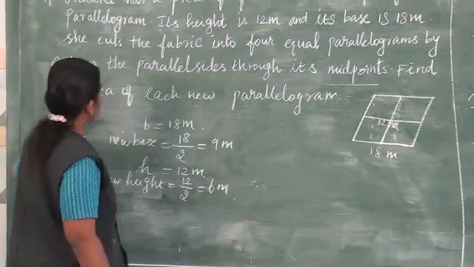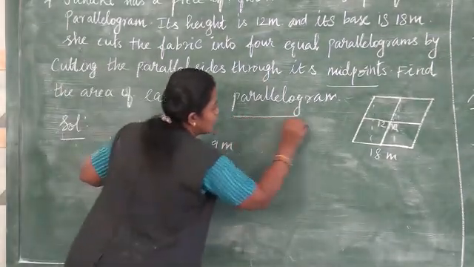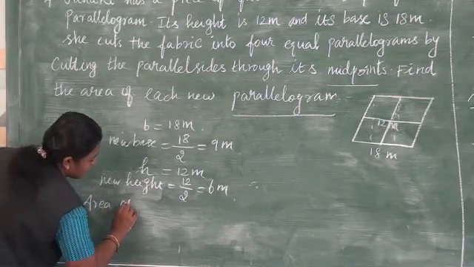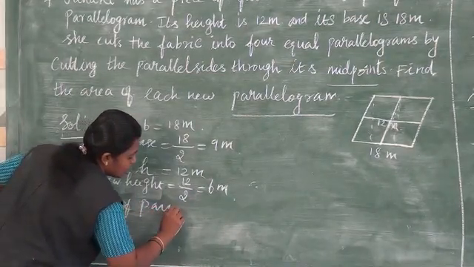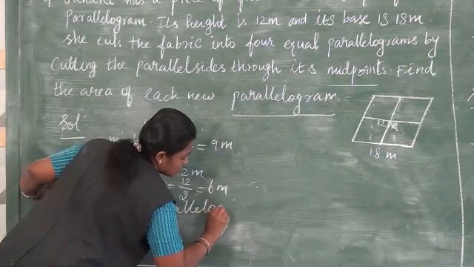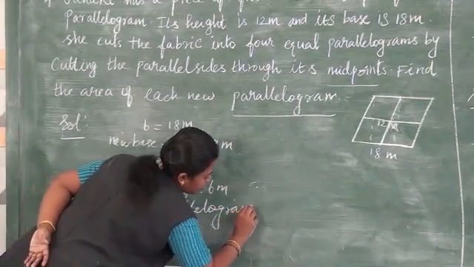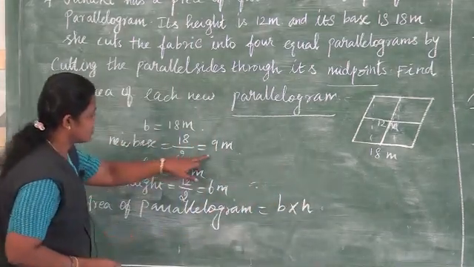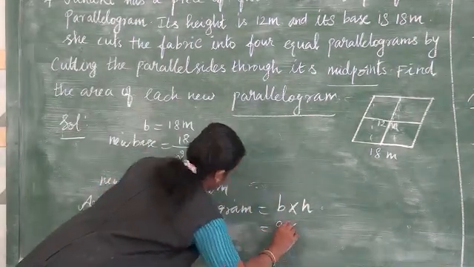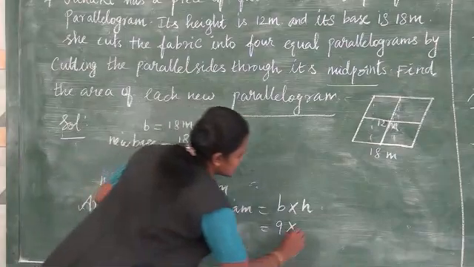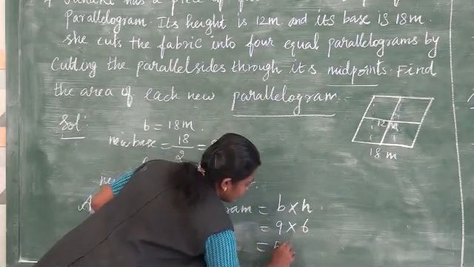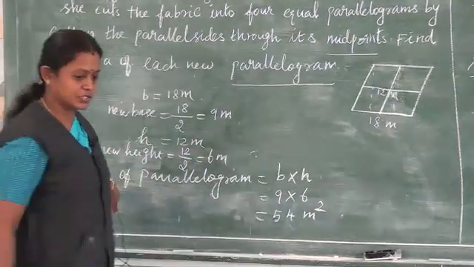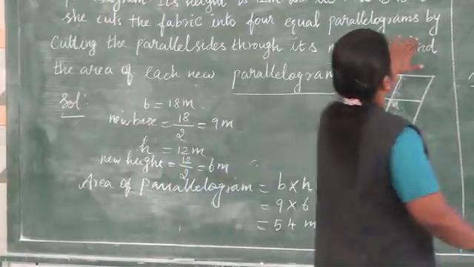Now find the area of each new parallelogram. What is the area of a parallelogram formula? You know very well. Area of a parallelogram equal to base into height. What is the base we are getting? 9. That height is 6. So 54 meter square. This is the answer for this question. Now come to the fifth problem.